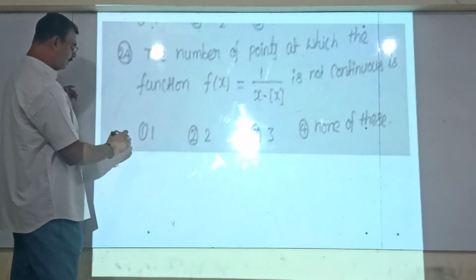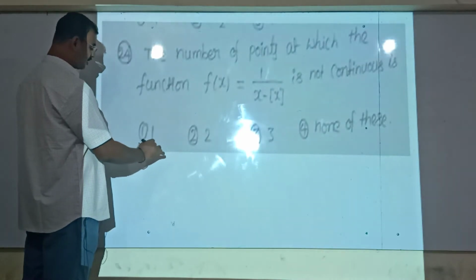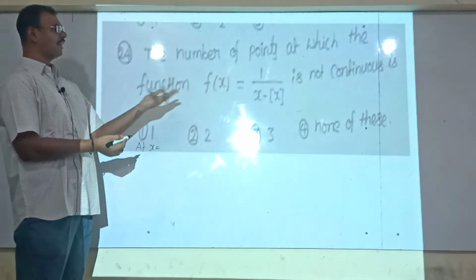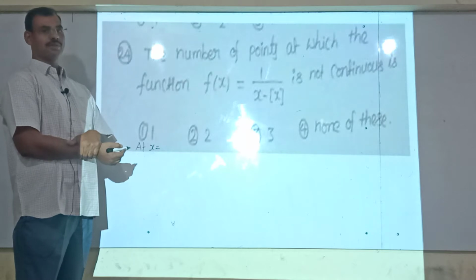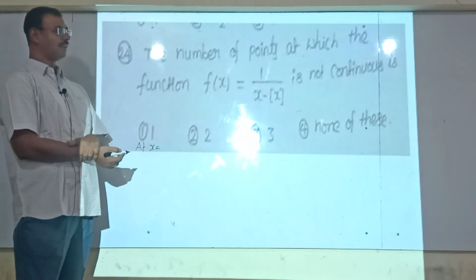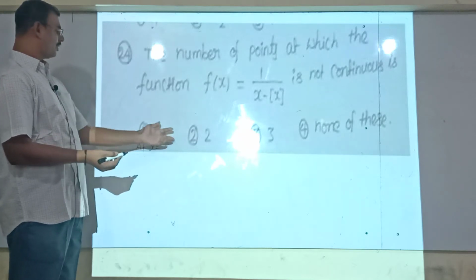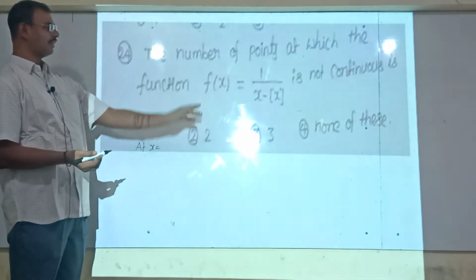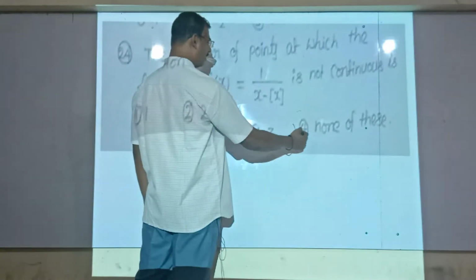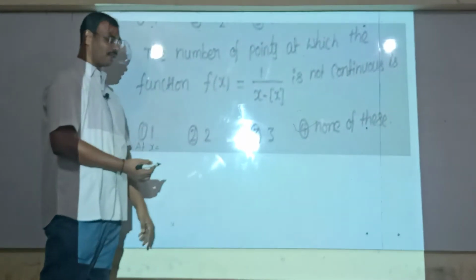Shall we do it one more once again? Take any integer or any non-integer here. It is discontinuous at integers. So the number of points is undefined, not defined here. We can't say 1 point, 2 points, 3 points. For all integers it is discontinuous. So the answer directly we can say will be none of these, not defined.